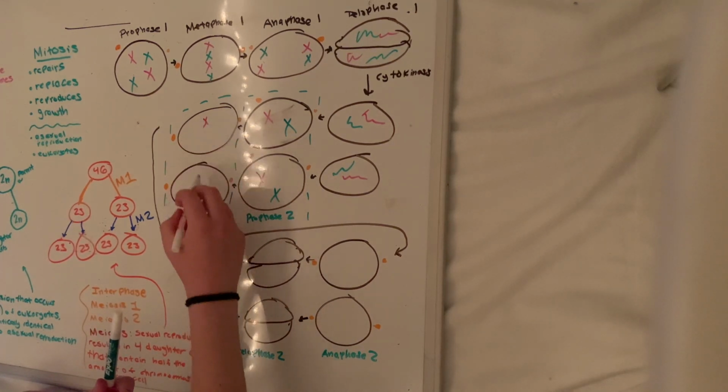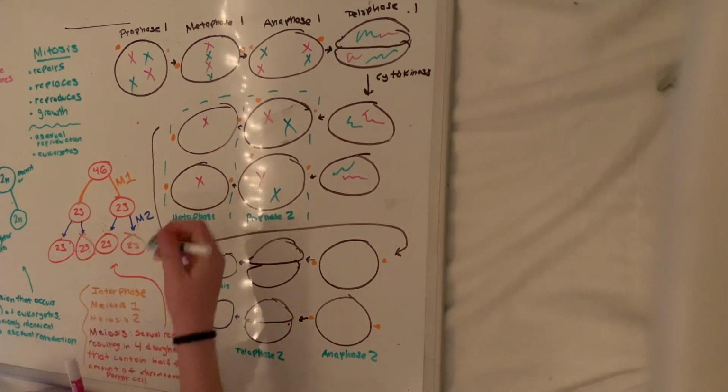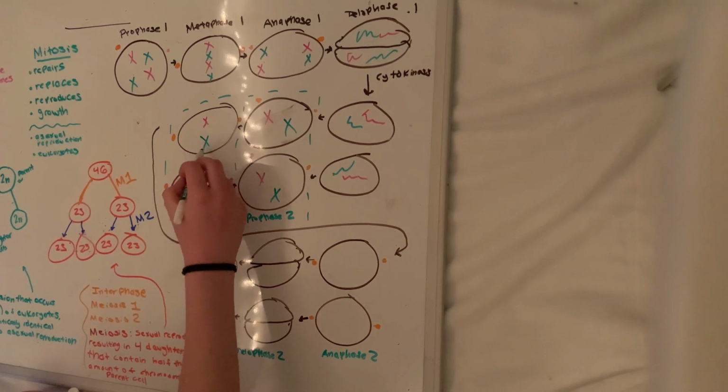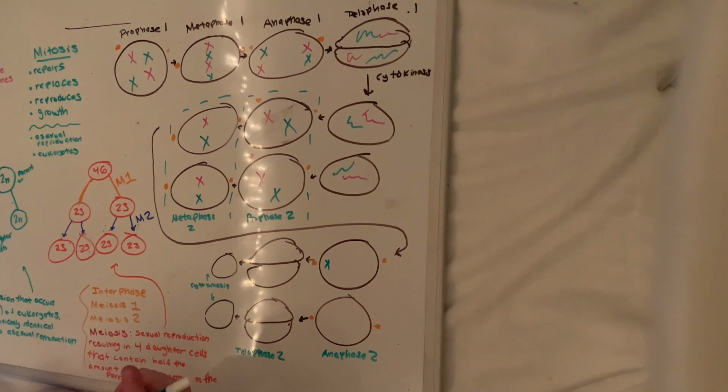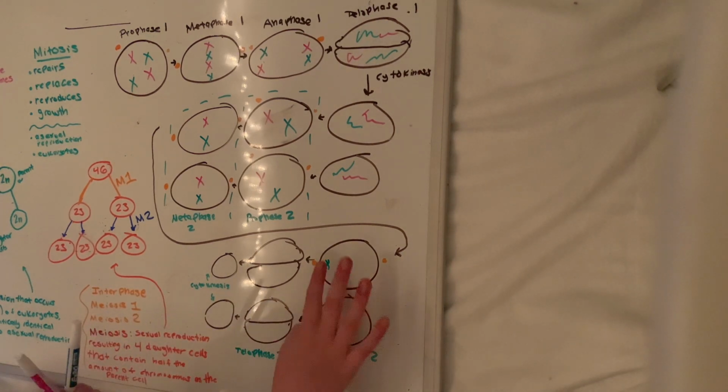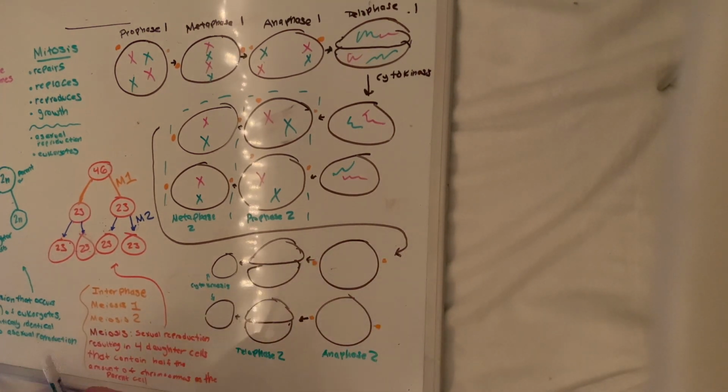However, the process repeats, so we go into prophase again, but now it's called prophase 2. And instead of having 4 X's, or like our pairs of chromosomes, we have 2.